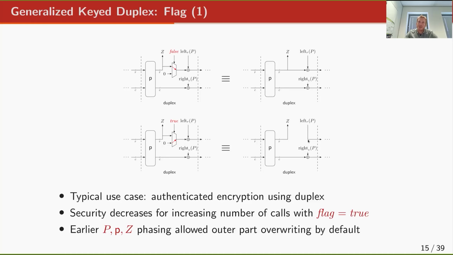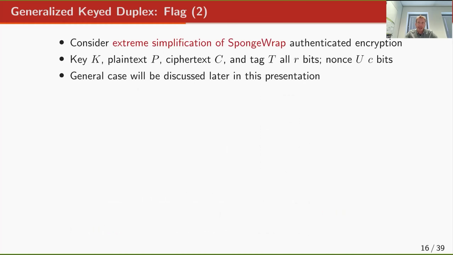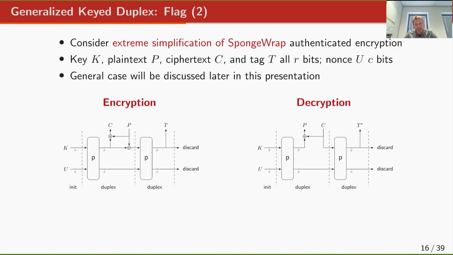If the flag is true, you override data. And by supporting this flag, you could hypothetically take my friend's permutation. In my duplexing interface, you can implement authenticated encryption just with this initialization interface and this duplexing interface. So I can give you an initialization interface and a duplexing interface where you absorb B bits, you squeeze R bits, and you have this flag.